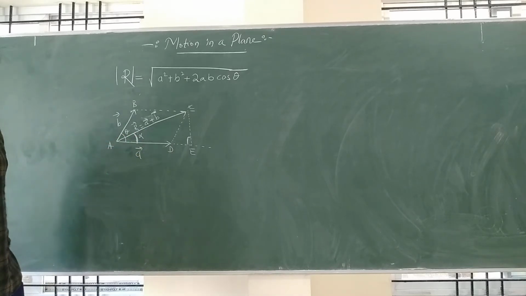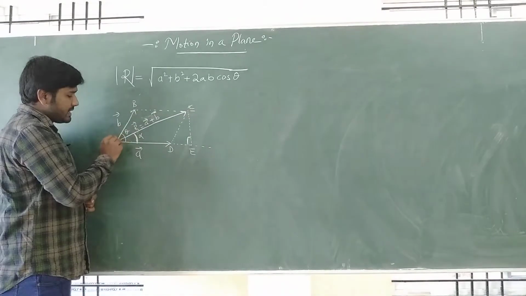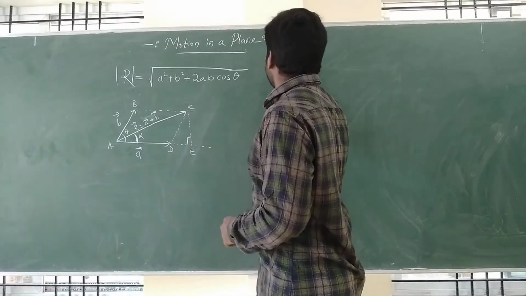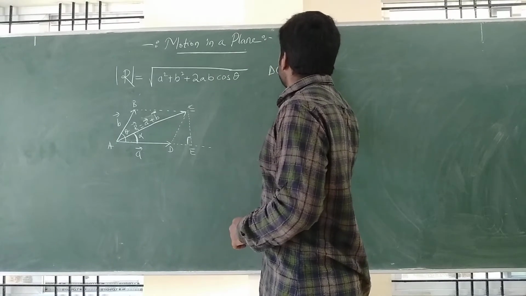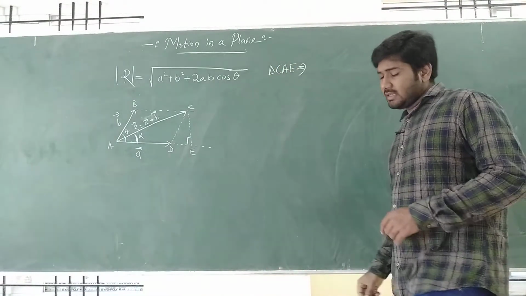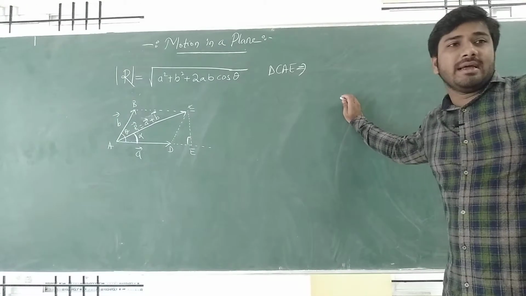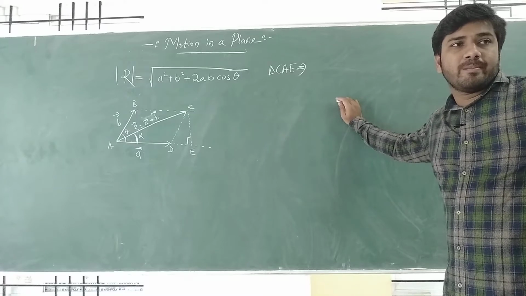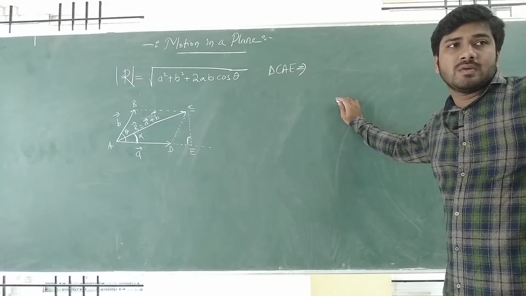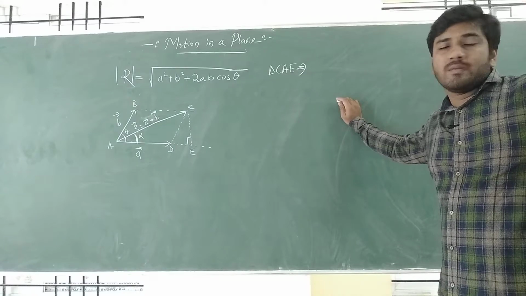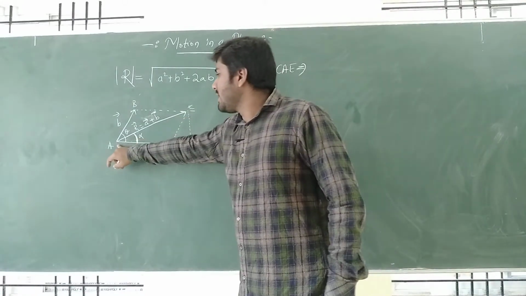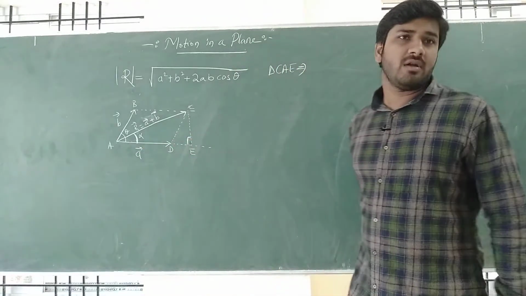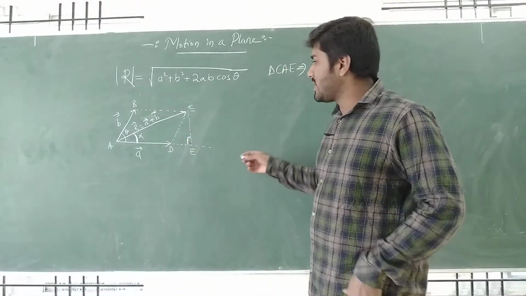So from this diagram, see, consider the triangle CAE. Triangle CAE is a right angle triangle, yes or no? Triangle CAE. So it is a right angle triangle. See, it is 90 degree. So therefore, it is a right angle triangle.